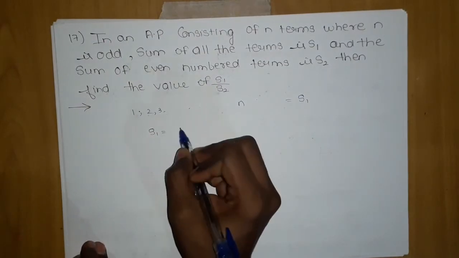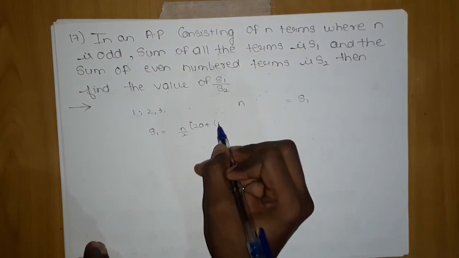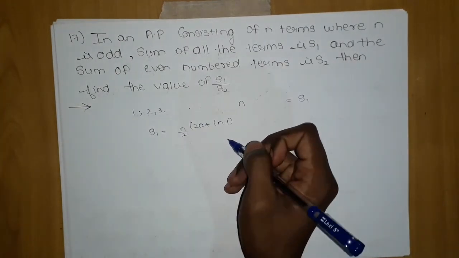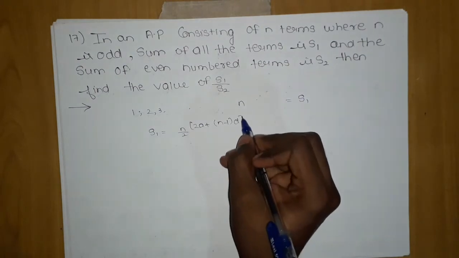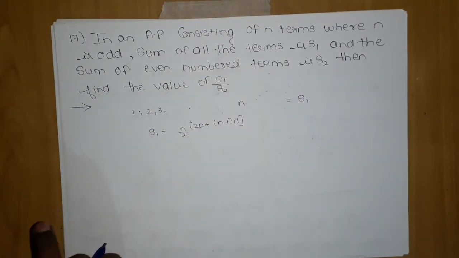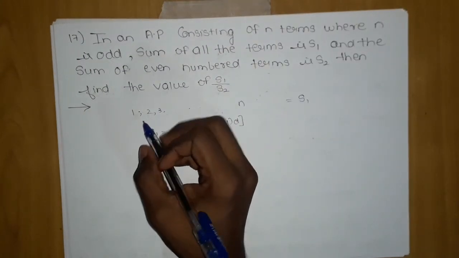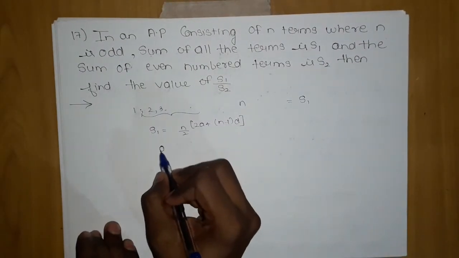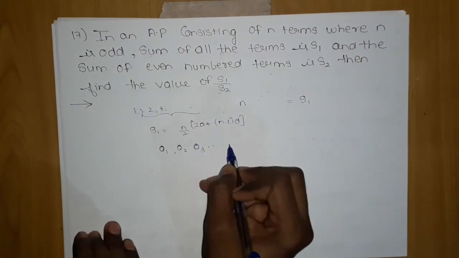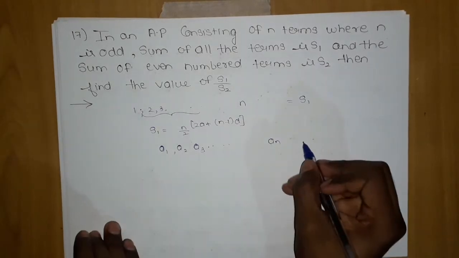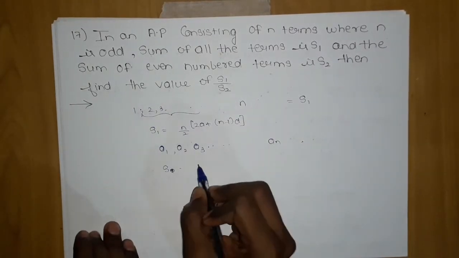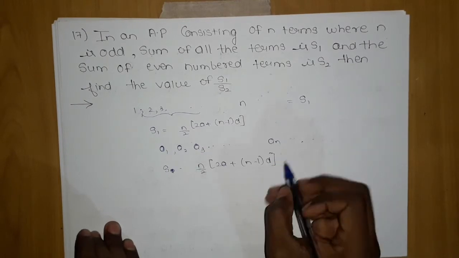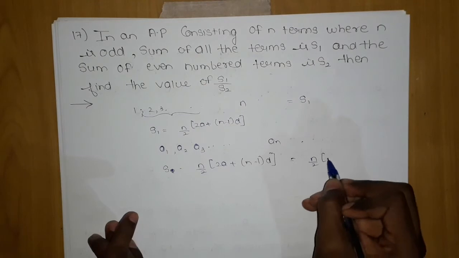Now s1 is what? n by 2, for n terms, 2a plus bracket n minus 1 into d. Instead of doing that, I don't know where it begins, so we cannot consider 1, 2, 3. We have to assume that it is a1, a2, a3, like that till an, and n is odd. So how will we find s1? s1 is n by 2 bracket 2a plus n minus 1 into d. But instead of doing this, we know the first and last term, so we can write it as n by 2 into a1 plus an.